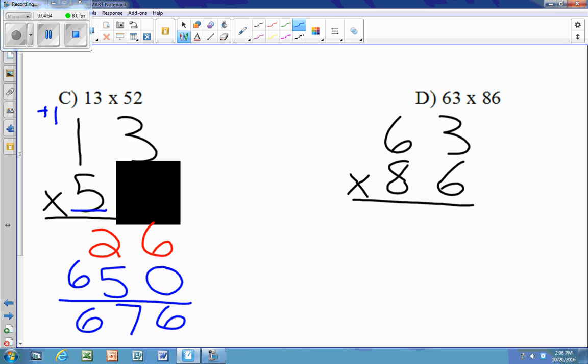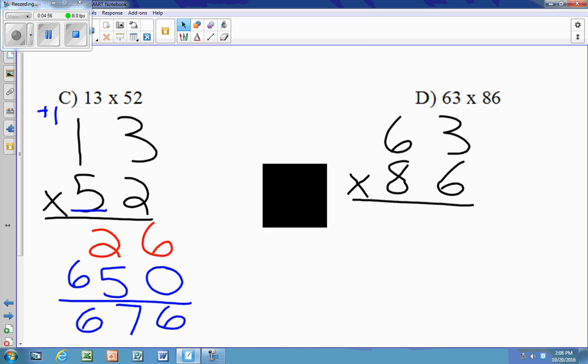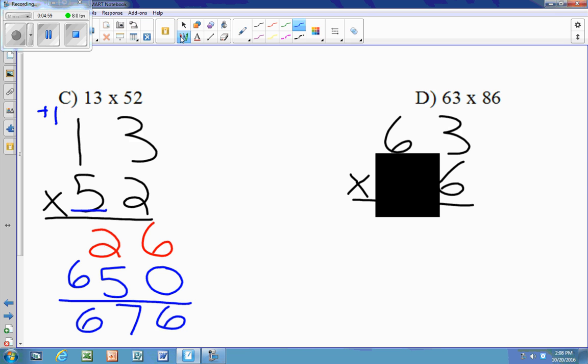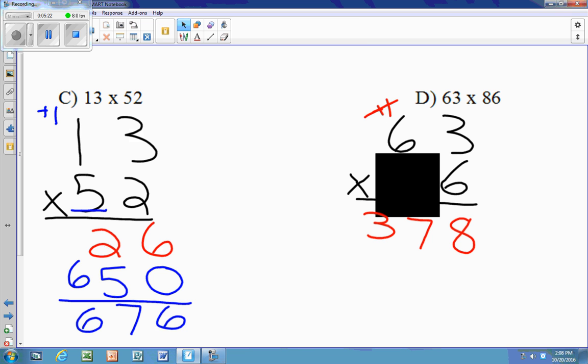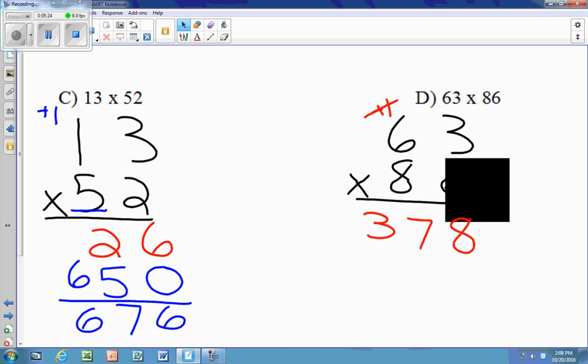Try another problem over here. We're going to cover up our 8. First thing we're going to do, 6 times 3 is 18, and we carry our 1. 6 times 6 is 36, plus 1 is 37. There's no other places to multiply my 6, so I cross that number off so I don't by accident use it again. And now I'm going to move my post-it note over in order to cover my 6.